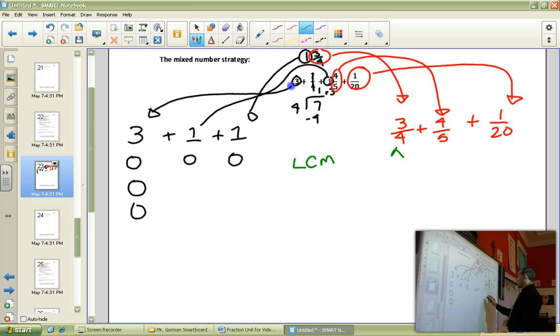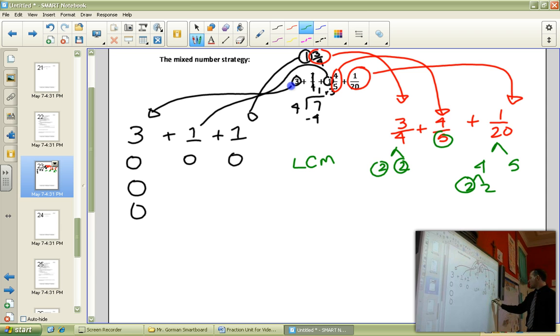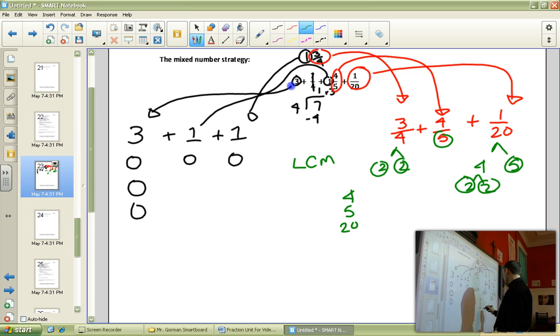So I'm going to break down my denominators. 4 breaks down into 2 and 2. 5 is already a prime number, so we can't break it down. 20 is going to break down into 4 and 5, and then into 2 and 2. This should look pretty familiar with you guys. All right, so we've got 4, 5, 20.